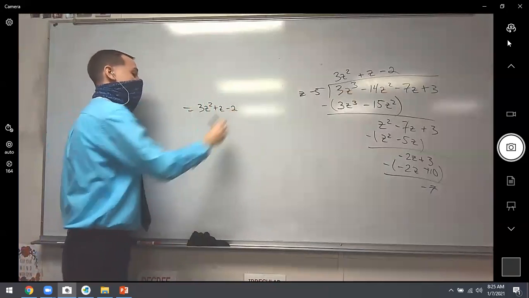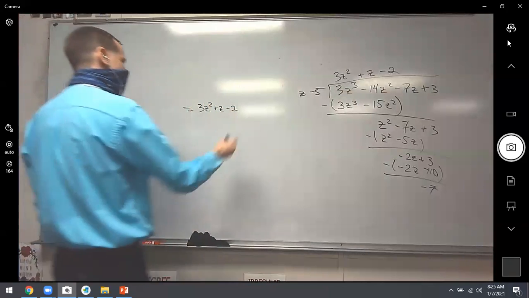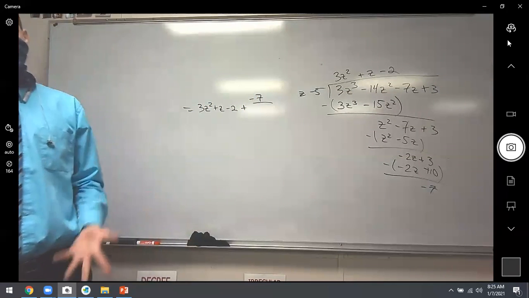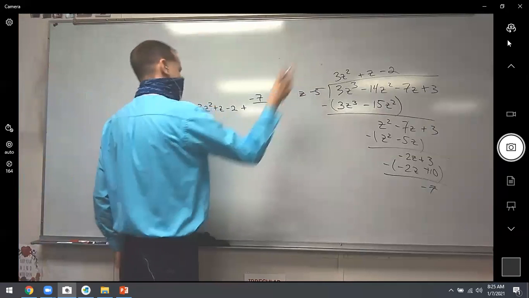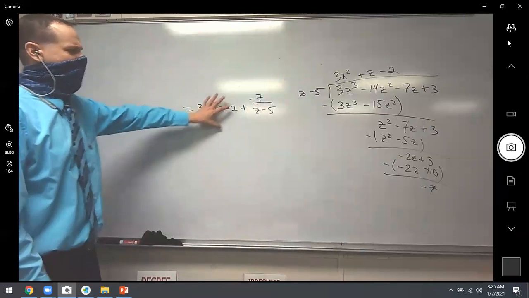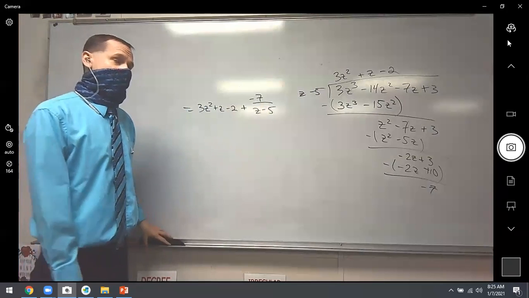But when you have a remainder, you've got to add it on. So I'm going to add on this remainder of negative 7, but negative 7 out of what? You were dividing by something. What were you dividing by in the first place? z minus 5. So the remainder is still divided by z minus 5. So if there's a remainder, that's all you got to do. Just add on the remainder divided by what you were dividing by, and that's all there is to it.